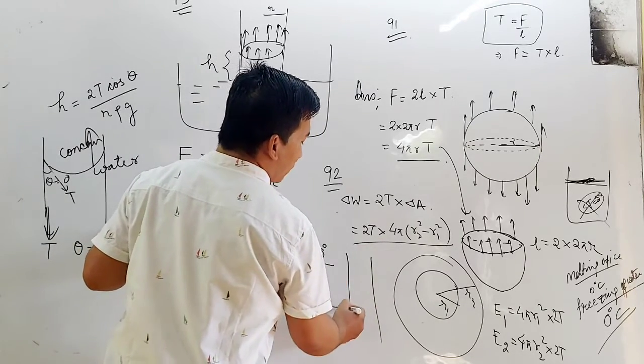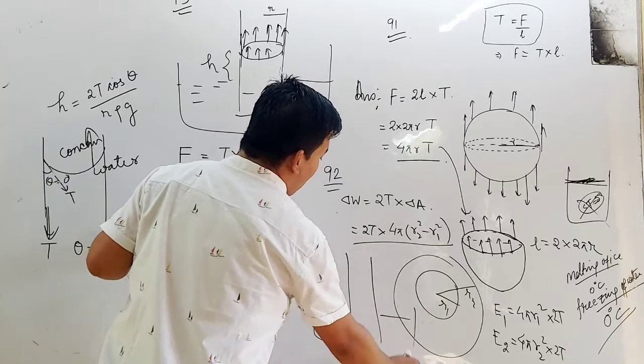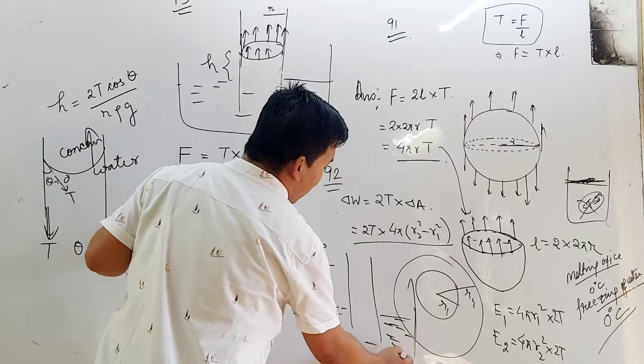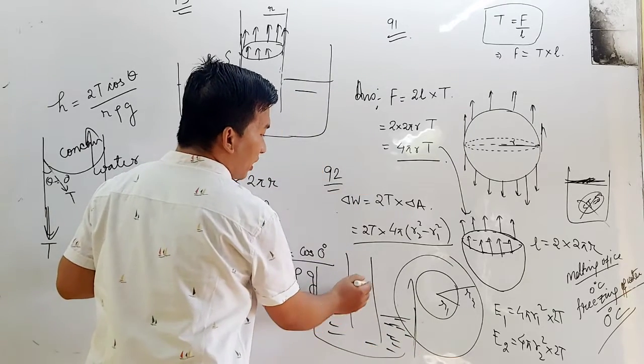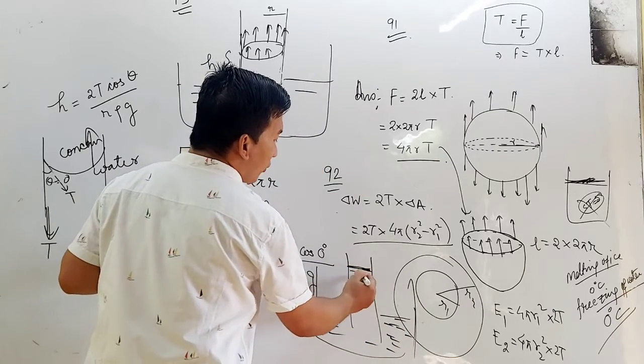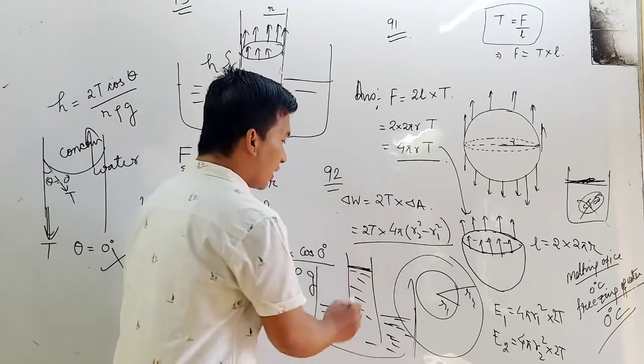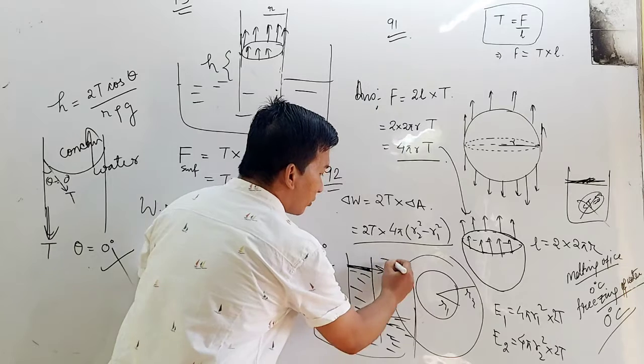This is the normal surface of the silver. For molten silver, there will be rise in the capillarity. However, the meniscus will be flat, and your surface tension will be acting along this direction.